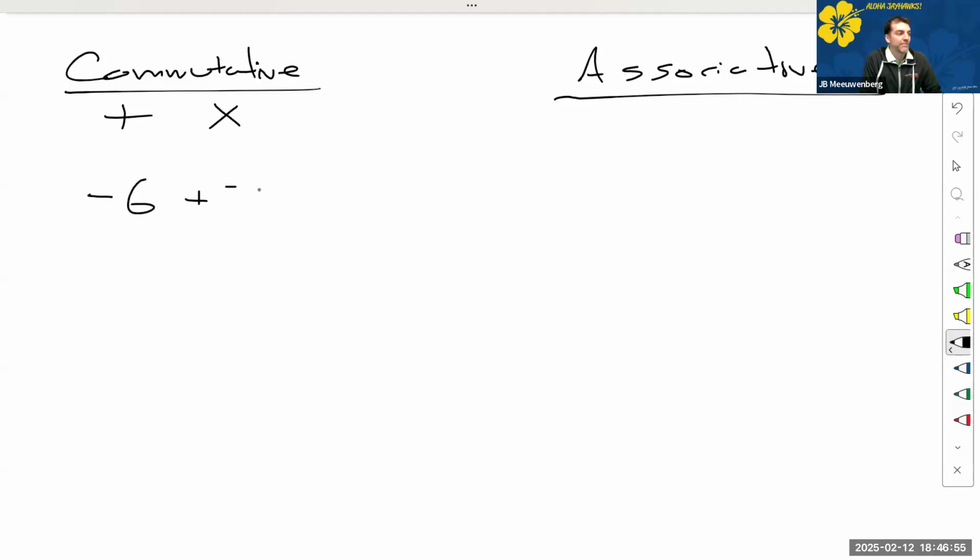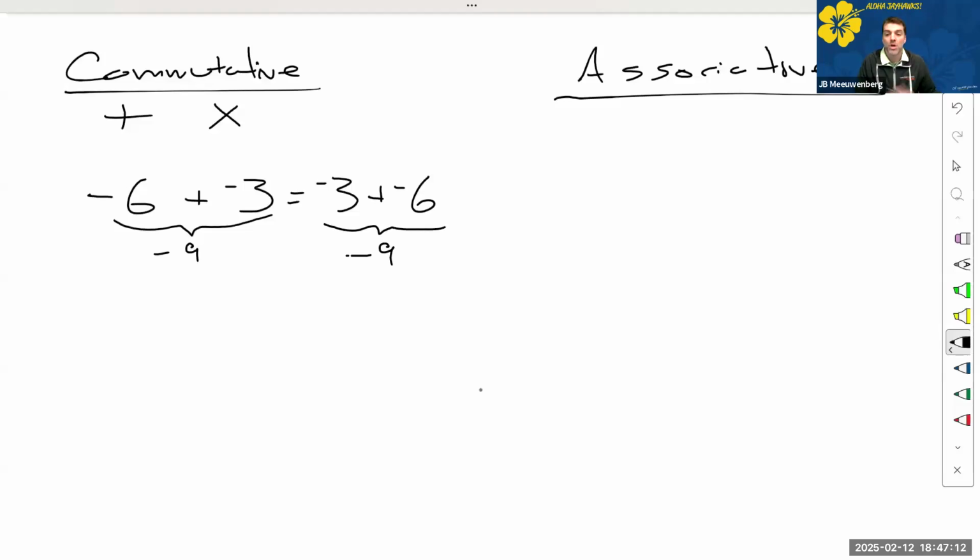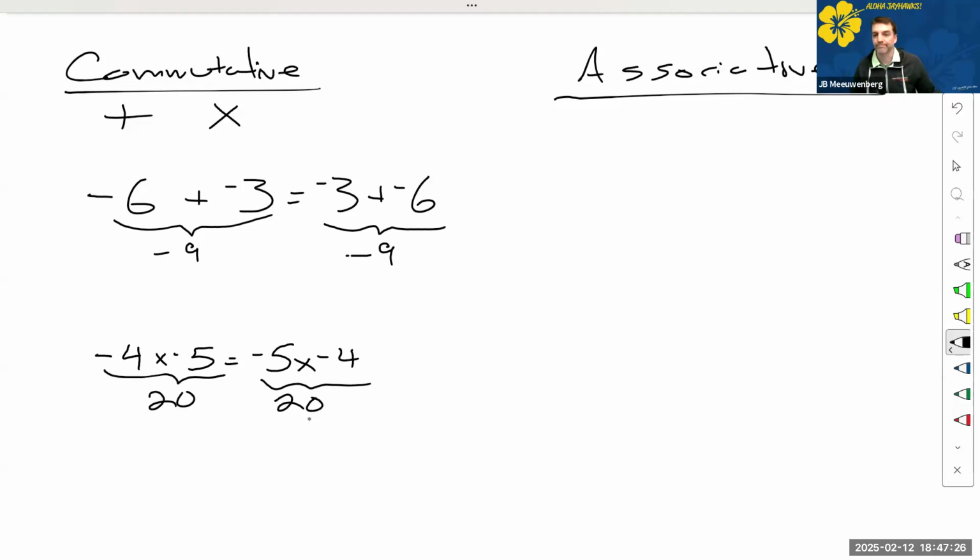-6 plus -3 is equal to -3 plus -6. We are flip-flopping around that addition sign. They're both equal to -9. Or multiplication also works. -4 times -5 is equal to -5 times -4. They're both equal to 20. Okay, so that's the commutative property.